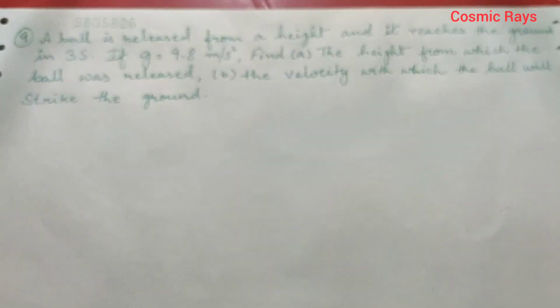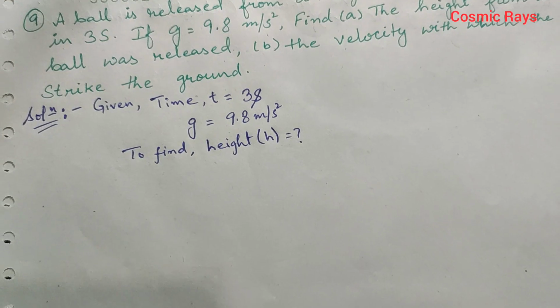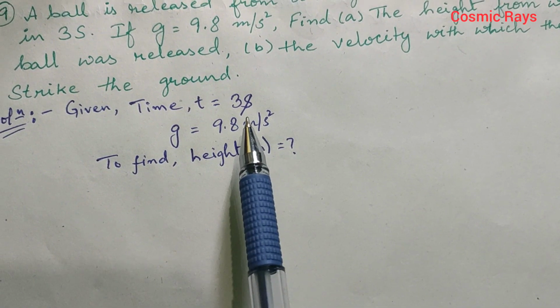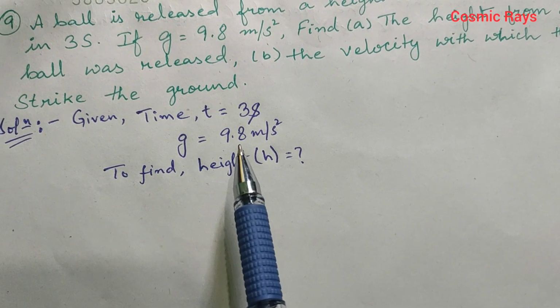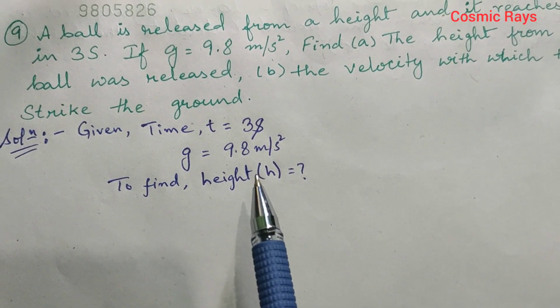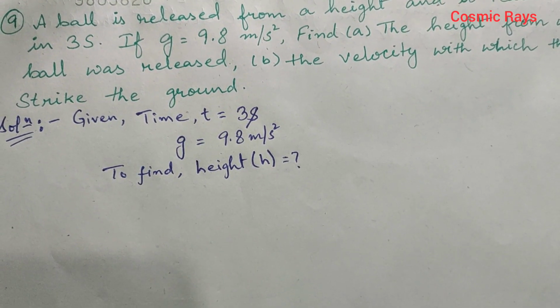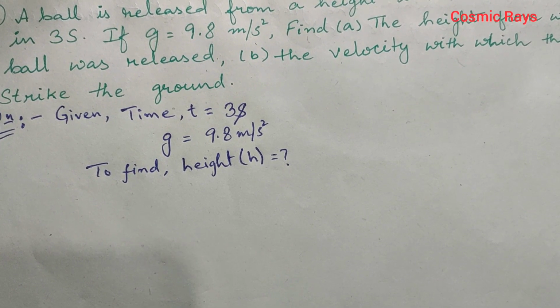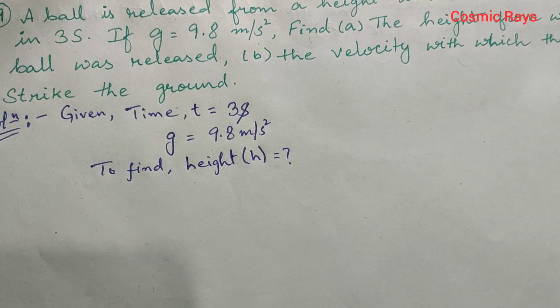So first we write the given things. So we have written the given things, that is time taken is given as 3 seconds, acceleration due to gravity is 9.8, we have to find the height. So we will be using the equation s equal to ut plus half at square. Here s, which is the distance covered, will be our height.